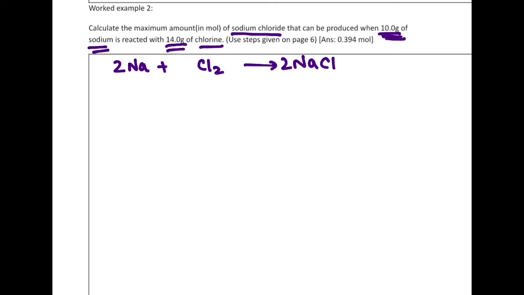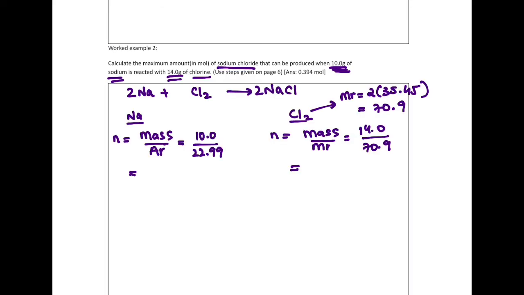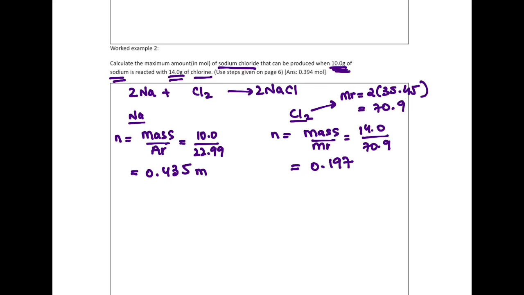Then we're going to use the mass of each substance and find the number of moles of each one of them. So here you do mass divided by Ar because this is an atom. So we're going to be using Ar, mass divided by Ar. And then for chlorine, it's Cl2, it's a chlorine molecule, and we are going to be using the Mr, mass divided by Mr. So you calculate it.